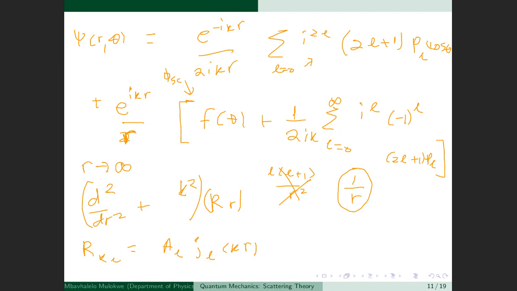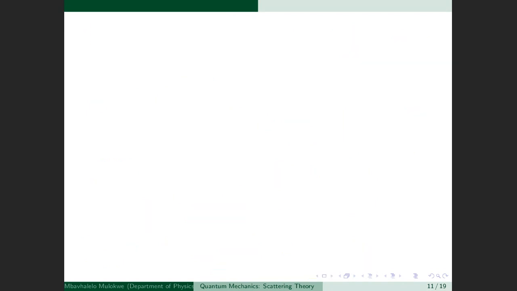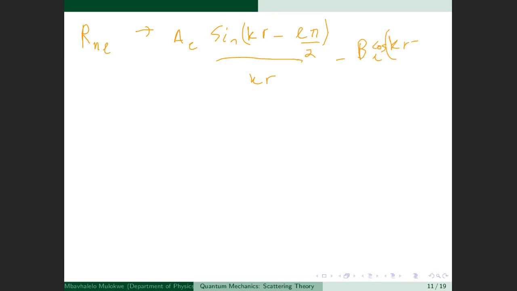But let me write the other solution, which is the Neumann function. Now, I've told you that j behaves like sine once you are taking r to infinity, and you can check that the Neumann function behaves like a cosine. So the radial wave function asymptotically will behave like A_L times sin(kr minus L pi over 2) over kr. Similarly for B_L, cos(kr minus L pi over 2) over kr.